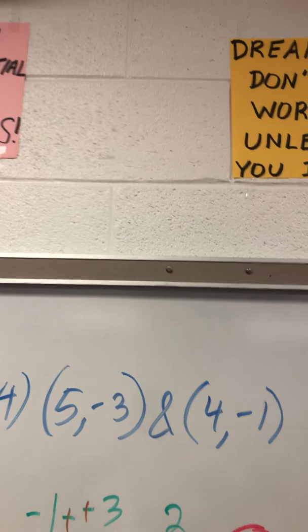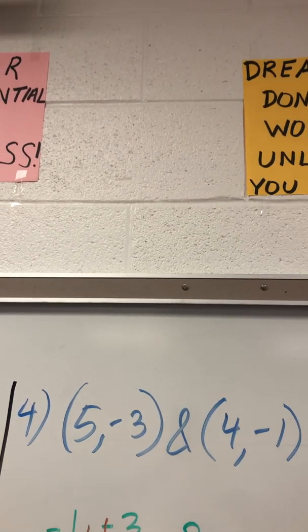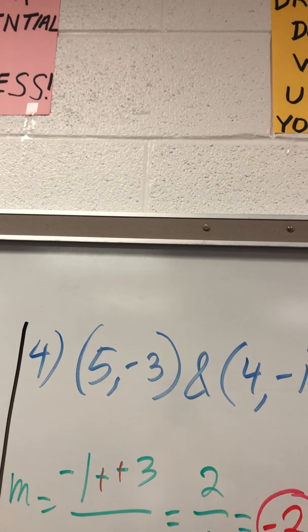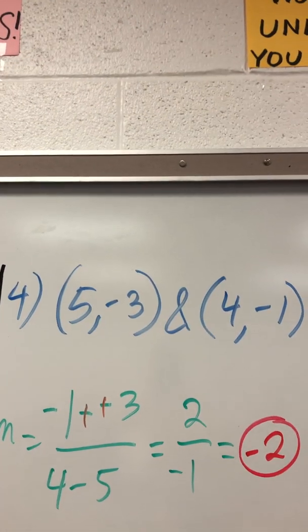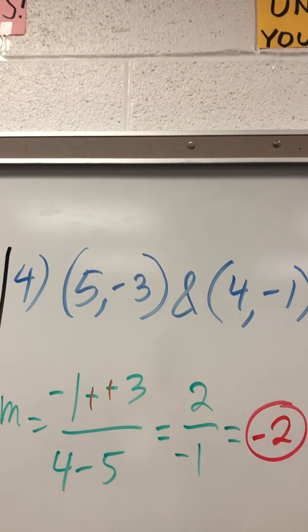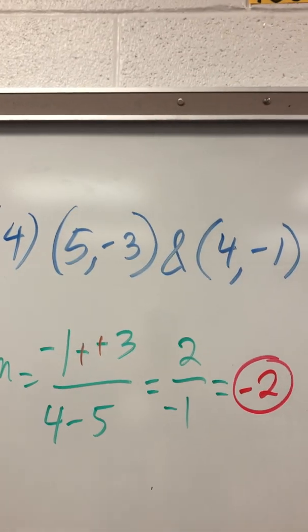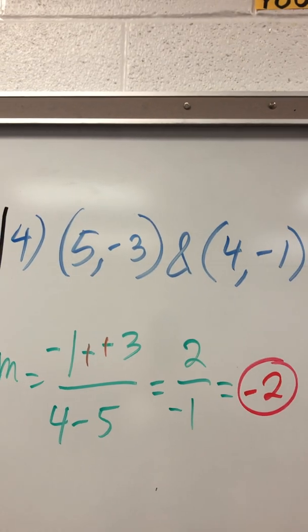Here we have 5, negative 3, and 4, negative 1. On top, you do negative 1 minus negative 3 over 4 minus 5. Negative 1, bam, bam, plus 3 is 2. 4 minus 5 is negative 1 to give you negative 2.